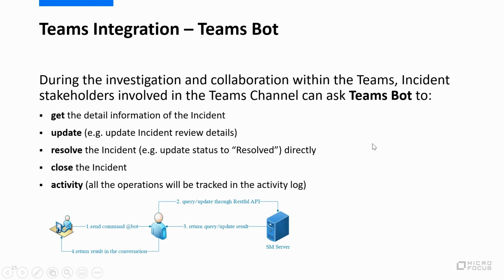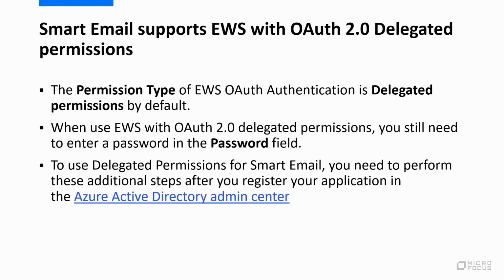Okay, that's about Teams bot. Another two, actually, are about the smart email improvement. The first one is about how we support EWS with OAuth 2.0 delegated permissions. So previously, we already supported EWS with OAuth 2.0, but at that time we only supported application permissions.